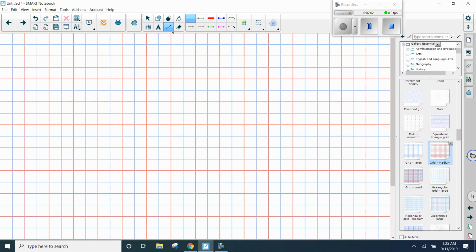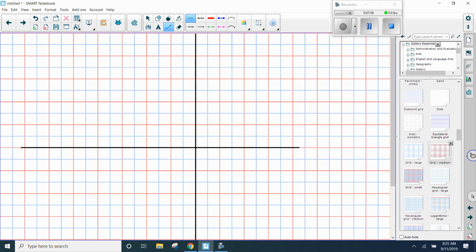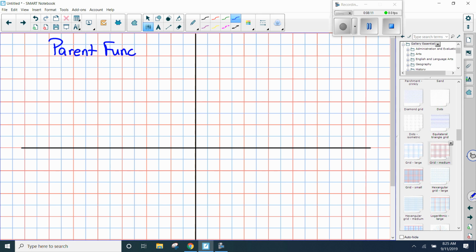Now, something else I said is don't let that parabola be confused. It's a U. Don't confuse it with a V. So that leads us to another parent function. The next parent function you have is y is equal to the absolute value of x.